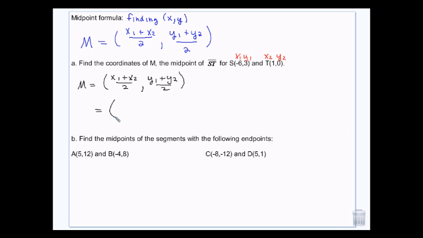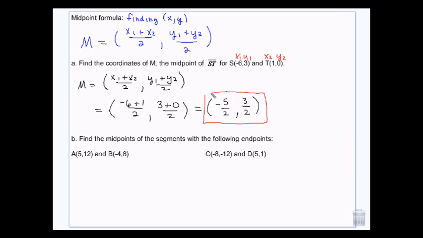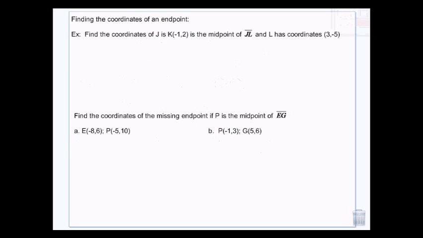And we just plug those into the formula. So I have -6 plus 1 divided by 2, and 3 plus 0 divided by 2, which gives me -5 over 2 and 3 over 2. And those don't divide evenly, so I'm going to leave it exactly like this. That's our midpoint. The middle and an end, and we have to find the other end.